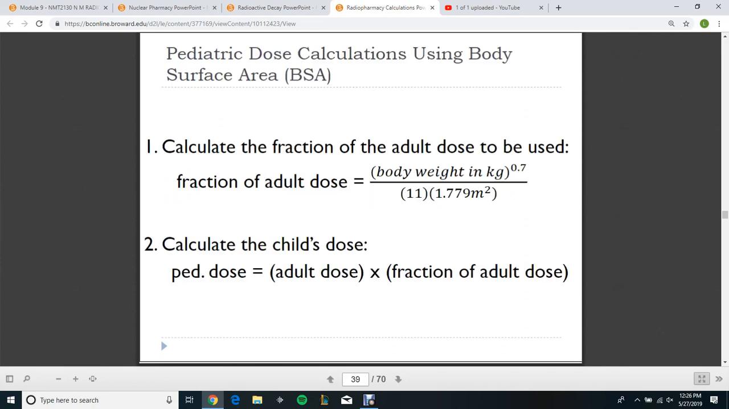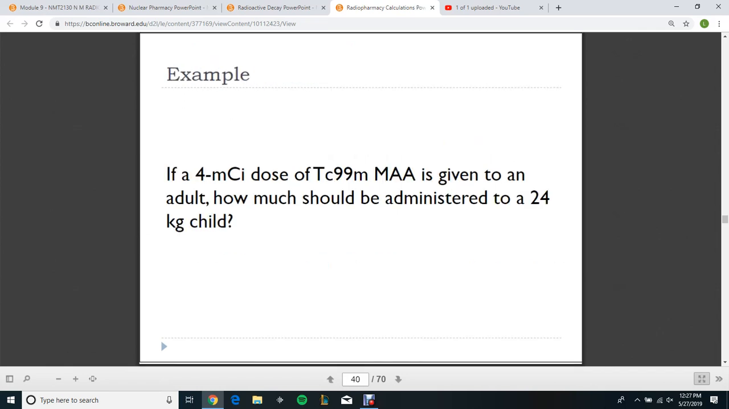Now, using the body surface area, you're going to calculate the fraction of the adult dose to be used. Fraction of the adult dose is equal to the body weight in kilograms with a 0.7 exponent, divided by 19.57. Calculate the child's dose. This is the pediatric dose: the adult dose times the fraction of the adult dose.